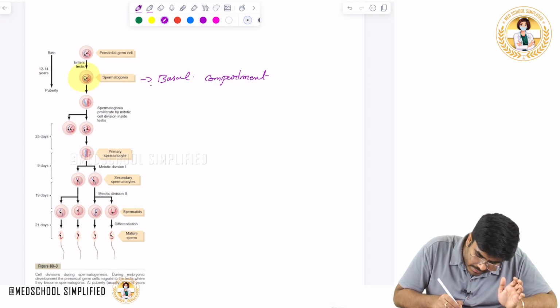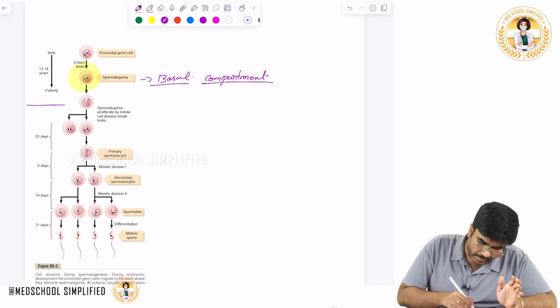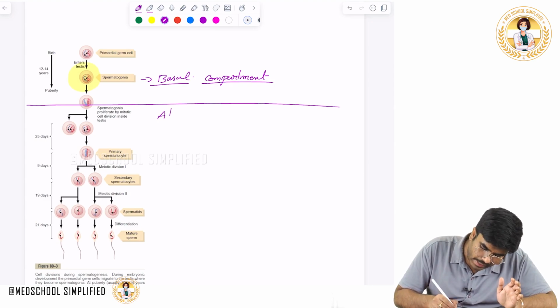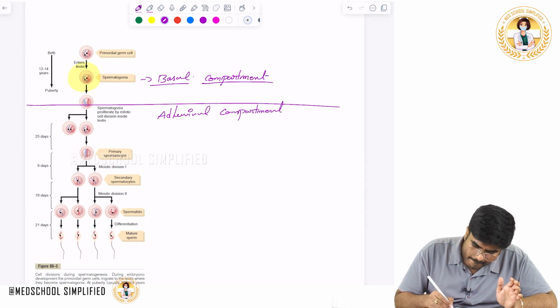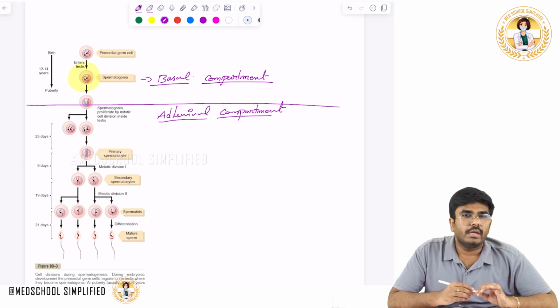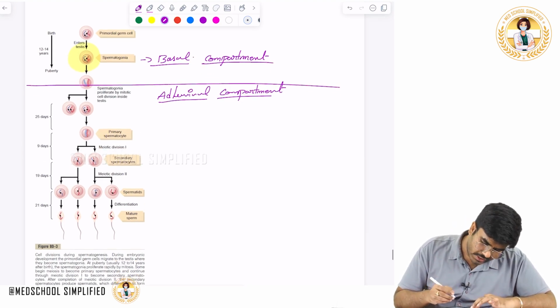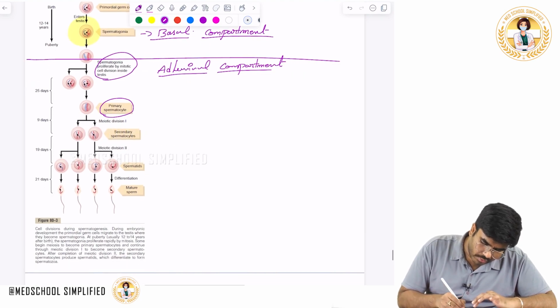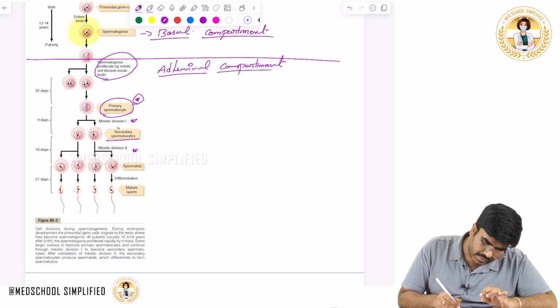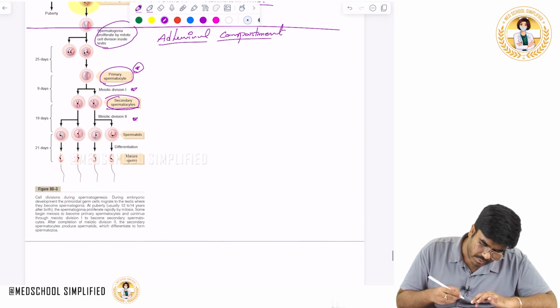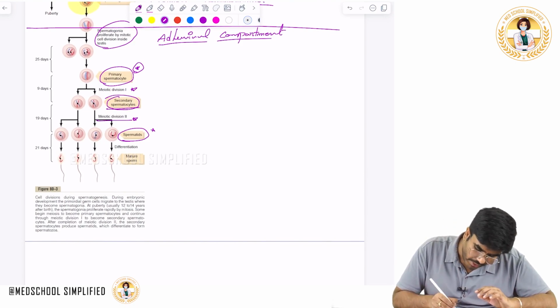From here, the spermatogonia will move into the abdominal compartment during puberty, and they will start to convert. They will undergo mitosis and be converted to primary spermatocyte. Now, the primary spermatocyte will undergo meiotic divisions, meiosis 1 and meiosis 2. The primary spermatocyte is initially converted to secondary spermatocyte, and the secondary spermatocyte is later converted into spermatids. After the second meiotic division, what do you have? Spermatids.